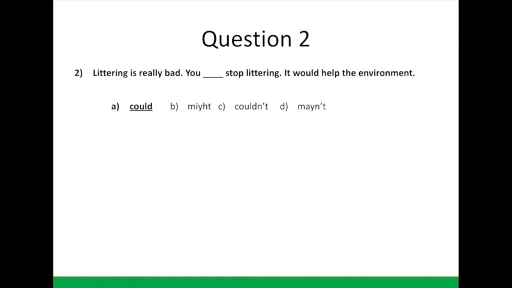Question 2. Littering is really bad. You blank stop littering. It would help the environment. Looking at our options, B is not spelled correctly, C has the opposite of our intended meaning, and D is not something we typically use in English, so A is the correct answer.